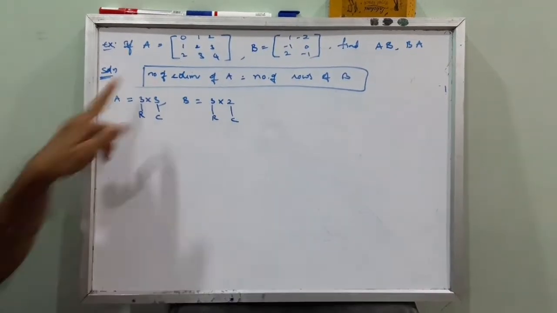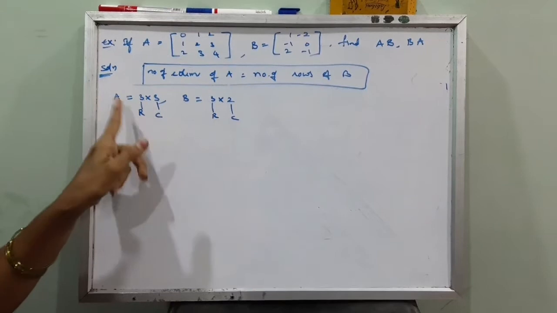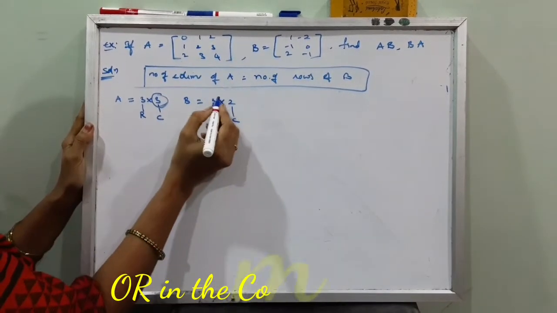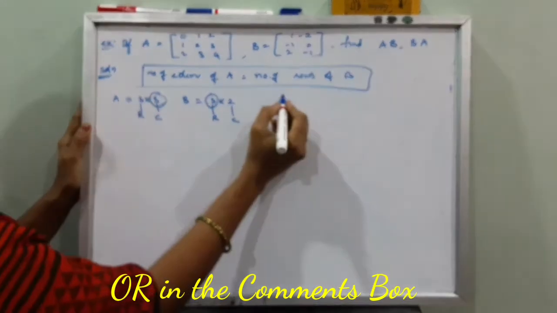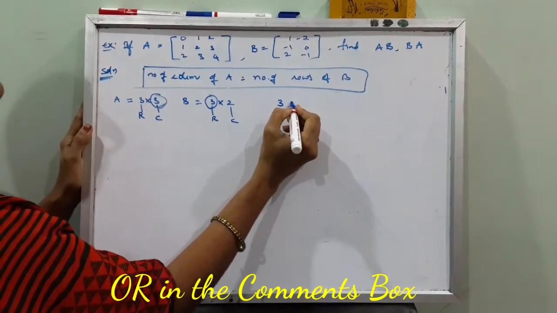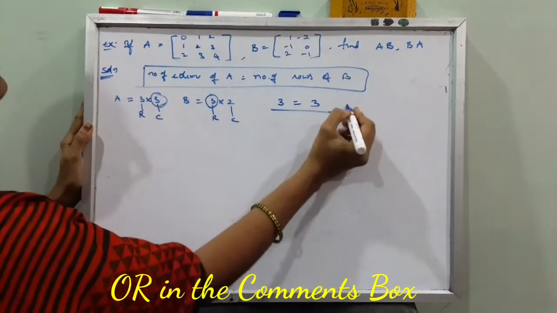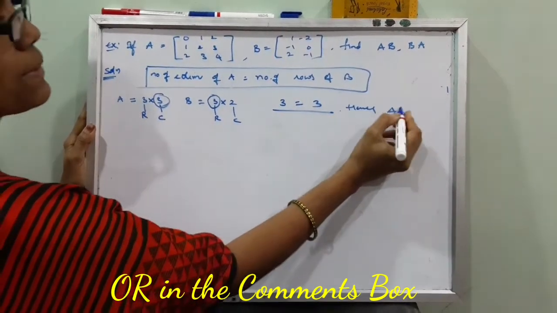Rows, columns. The number of columns of A is 3, which is equal to the number of rows of B, 3. The number of columns in A is equal to the number of rows in B, 3 equals 3. Hence AB exists.